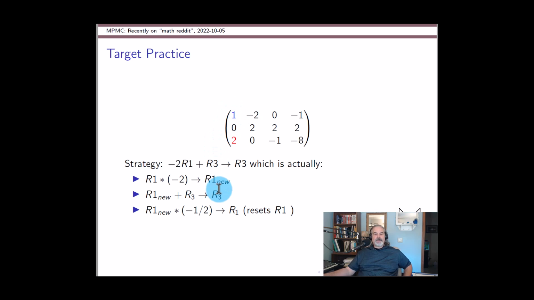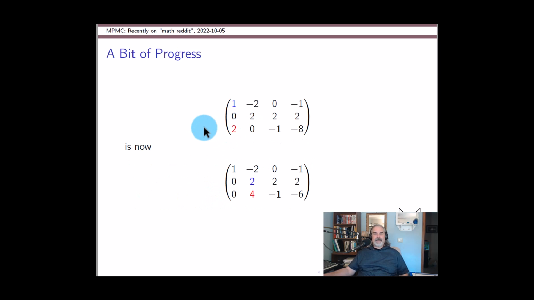So having done those first 2 subtle steps, we can just go back to row 1 and multiply it again by -1/2, and that resets it to what it was to begin with. So when we say -2 row 1 plus row 3, and that goes into row 3, that's actually a little cluster of mini operations, but they're all legal, and that's the point.